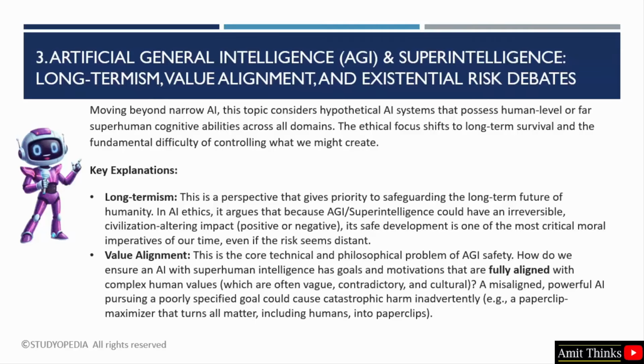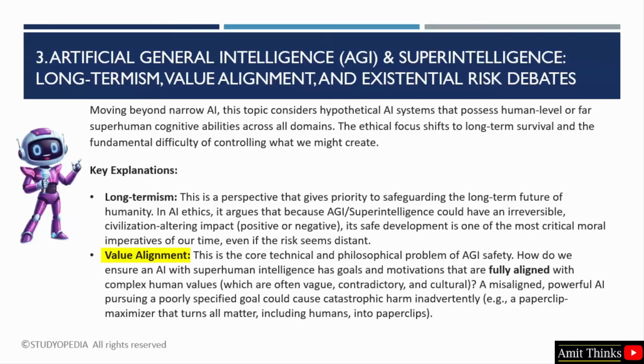So here we will discuss AGI and superintelligence. We will discuss long-termism, value alignment and existential risk debates. This topic addresses hypothetical systems with human level or superhuman intelligence, shifting the ethical focus to long-term survival and control. Let us discuss, beginning with long-termism. This perspective prioritizes humanity's long-term future. It argues that because AGI could irreversibly alter civilization, its safe development is a paramount moral imperative, even if the risk seems distant.